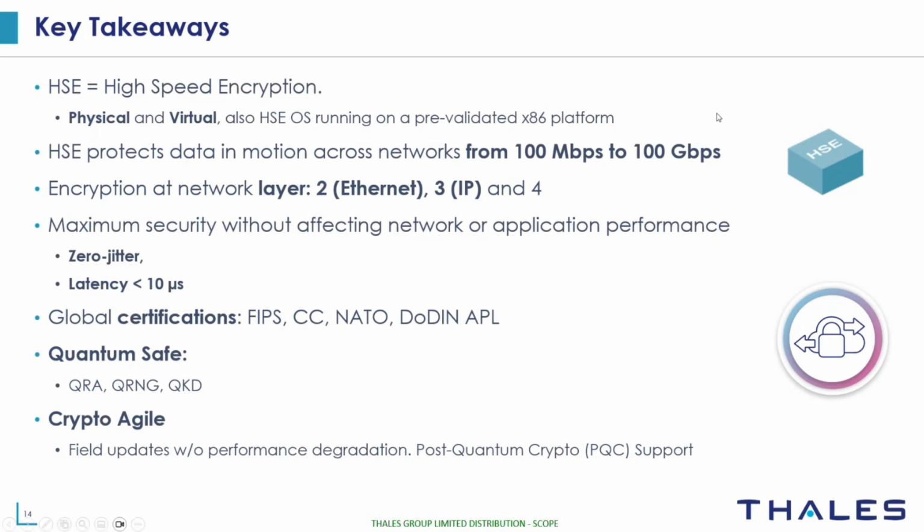All these solutions provide the maximum security without performance degradation, which means, for example, zero jitter and latency below 10 microseconds. 10 microseconds is for the lowest model. Of course, this is applicable only to hardware. In the virtual appliance, we can't guarantee zero jitter or low latency. That's, I guess, obvious for you. But the highest model, this 9000 series, provides latency below 2 microseconds. Microseconds, not milliseconds.